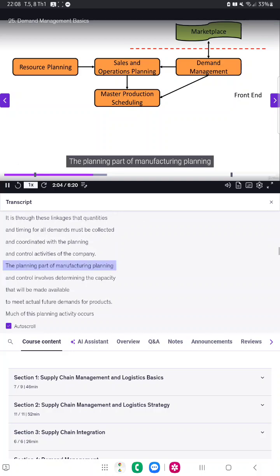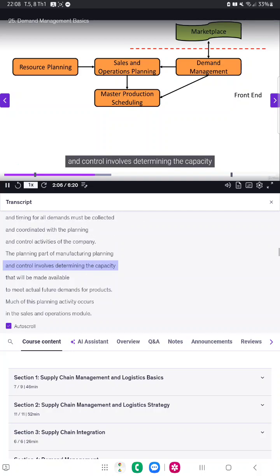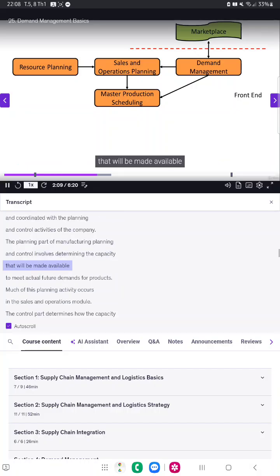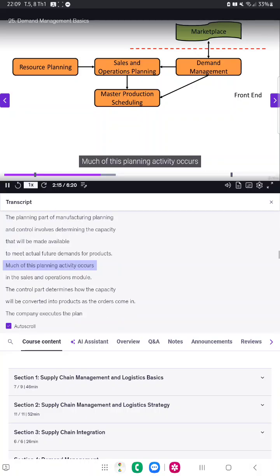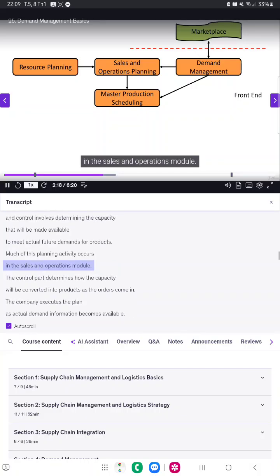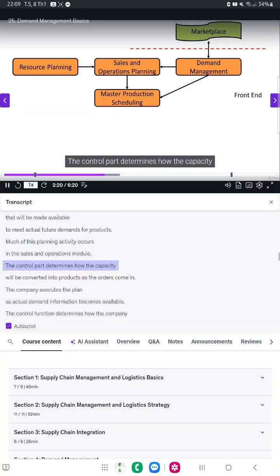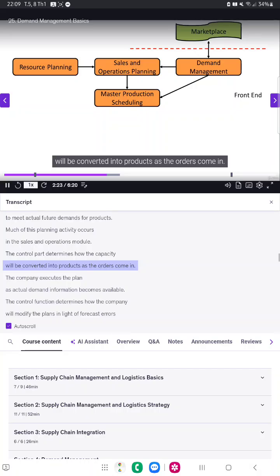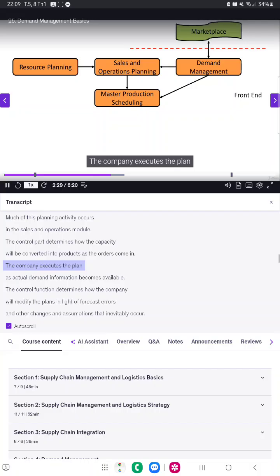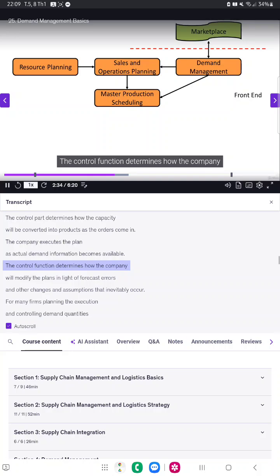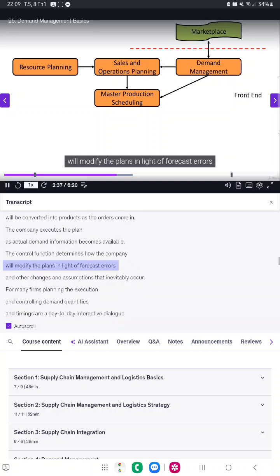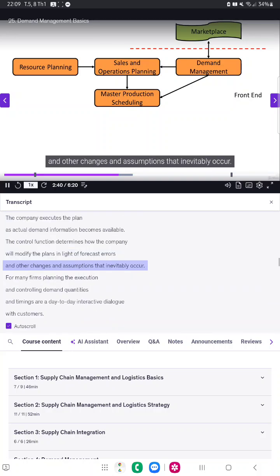The planning part of manufacturing planning and control involves determining the capacity that will be made available to meet actual future demands for products. Much of this planning activity occurs in the sales and operations module. The control part determines how the capacity will be converted into products as the orders come in. The company executes the plan as actual demand information becomes available. The control function determines how the company will modify the plans in light of forecast errors and other changes in assumptions that inevitably occur.